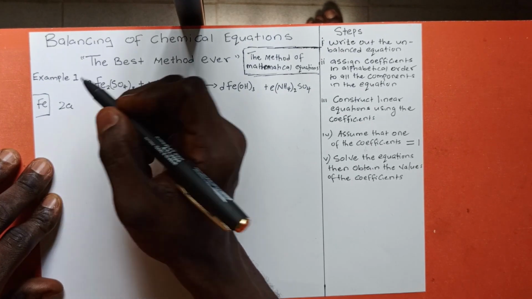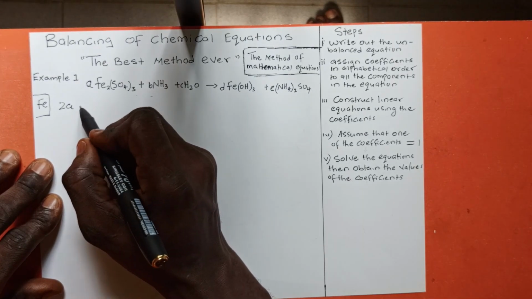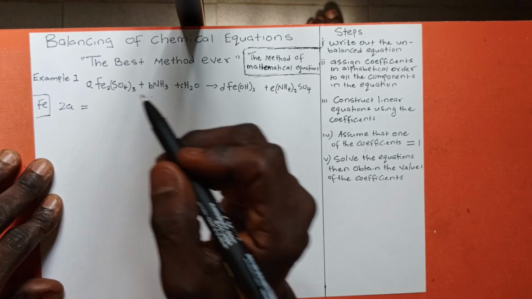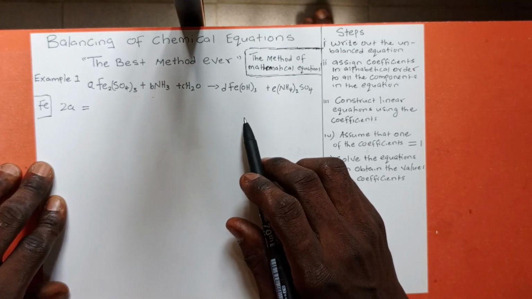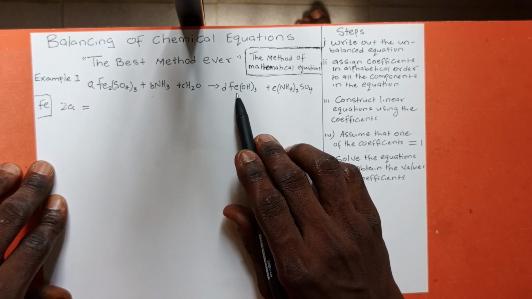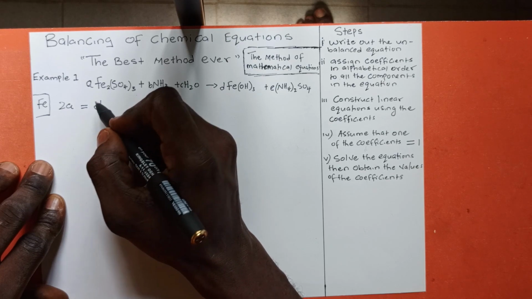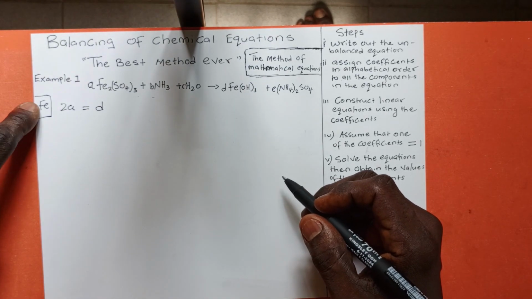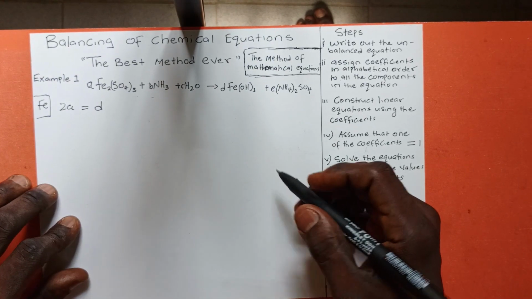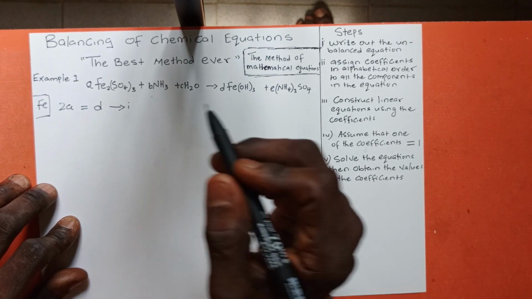is equal to 2A. Since there is no other iron atom on the reactant side, I'm going to put an equal sign, and let's go to the product side. How many iron atoms am I having here? Just 1. 1 times D is equal to D. So I have 2A equals D. Considering the element iron, I've gotten just one single equation here, and I'm going to call this equation 1.